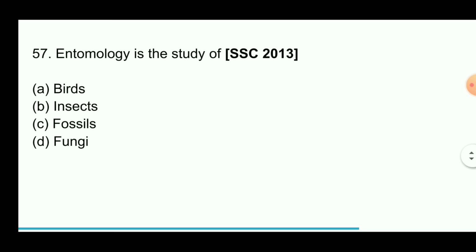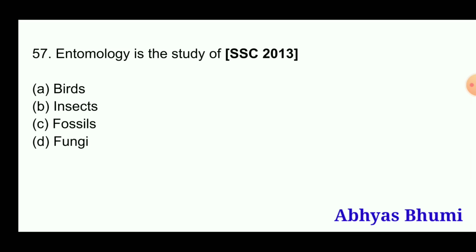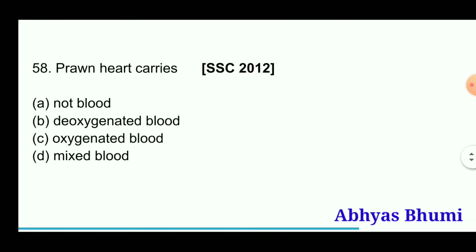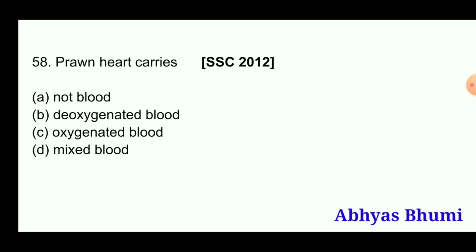Next question on your screen, guys. Entomology is the study of: option A, birds. Option B, insects. Option C, fossils. Option D, fungi. Which option are you going with? If you are selecting option B, insects, you are absolutely right, guys. It is the right answer.